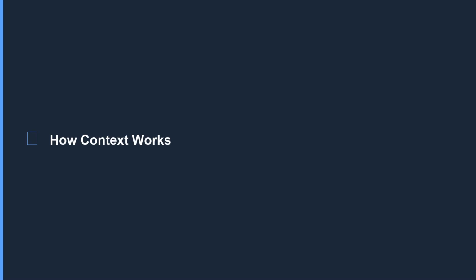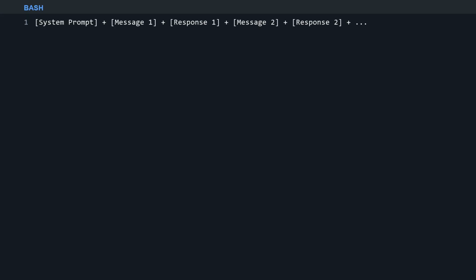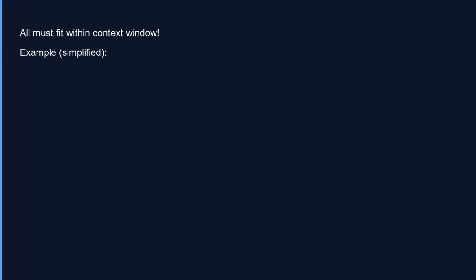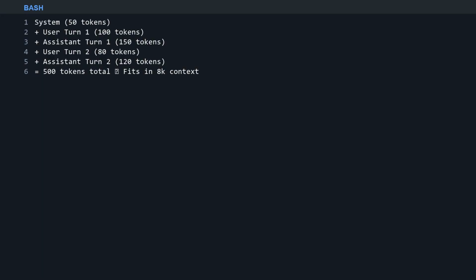Let's now look at how context works. Here's the bash code for this section, starting with system prompt plus message 1 plus response 1 plus message 2 plus almost fit within context window. Example, simplified. Here's the bash code for this section, starting with system, 50 tokens.